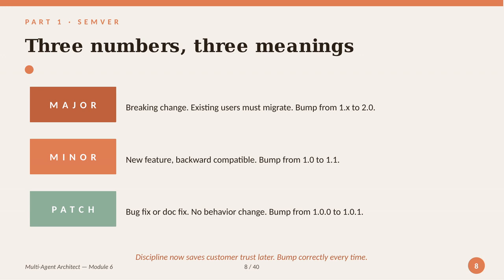Minor bump. New feature, backward compatible. The 1.0 to 1.1 transition. Adding a new specialist agent, adding optional fields, adding new commands. Old workflows still work. New capabilities are available.